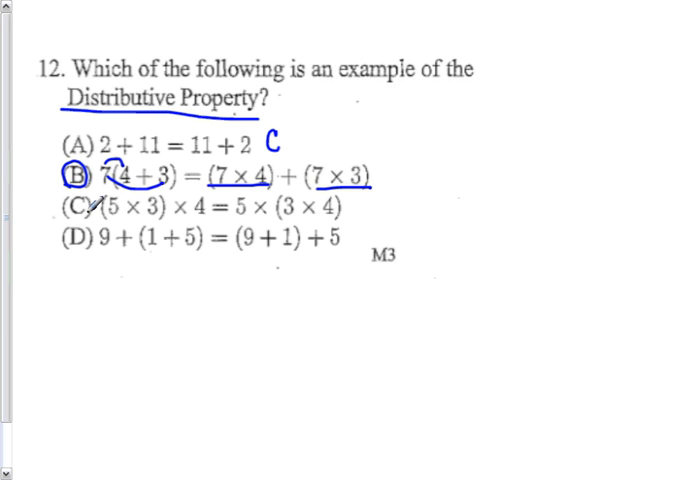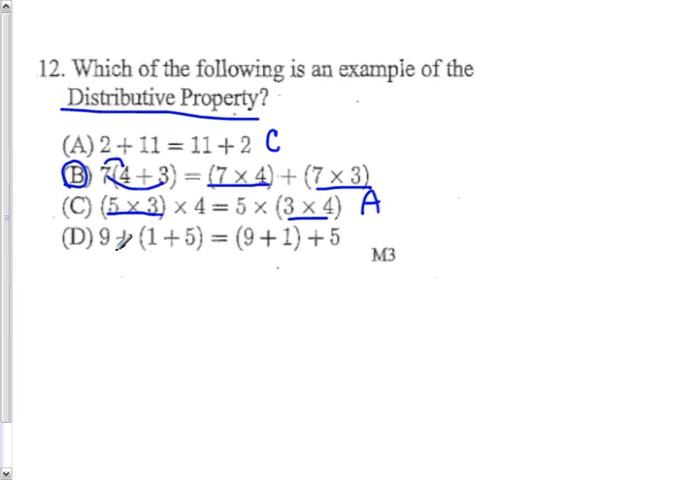Let's look at C, just to talk about these briefly. We have parentheses 5 times 3 parentheses times 4, and then we have 5 times parentheses 3 times 4 parentheses. The order is the same, so it's not commutative property. We have changed the association. We have changed the parentheses from being around 5 times 3 to being around 3 times 4. And if you'll notice, I'll underline where those changed. So that is the associative property, changing how we associate.